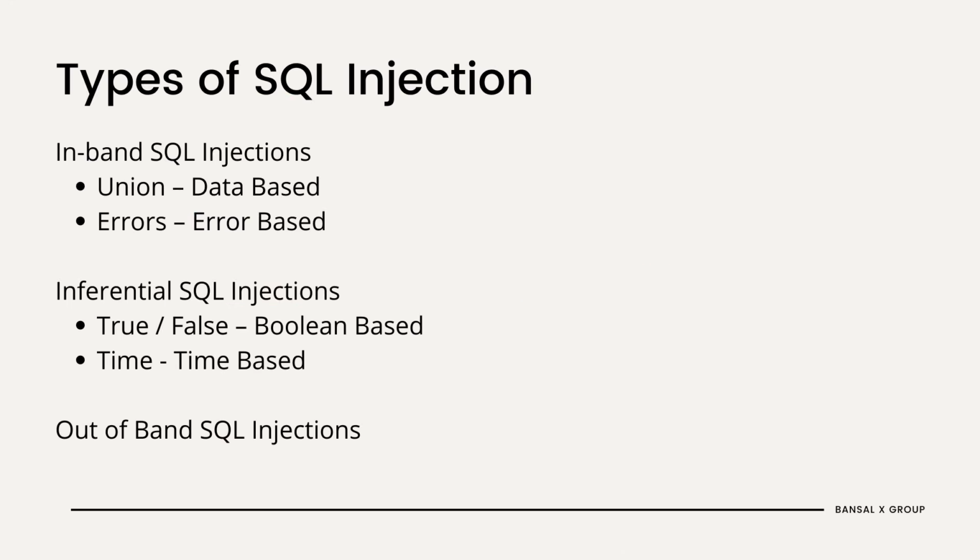But in a nutshell, out-of-band SQL injections are the injections which do not occur on the application, but rather in the background they occur somewhere else, like a netcat listener being hosted by you. So these are the three categories of SQL injections, and we will be covering the first two in the following lectures in detail.